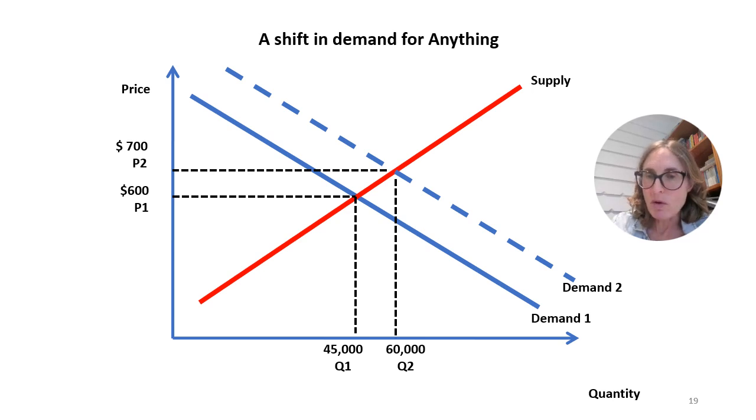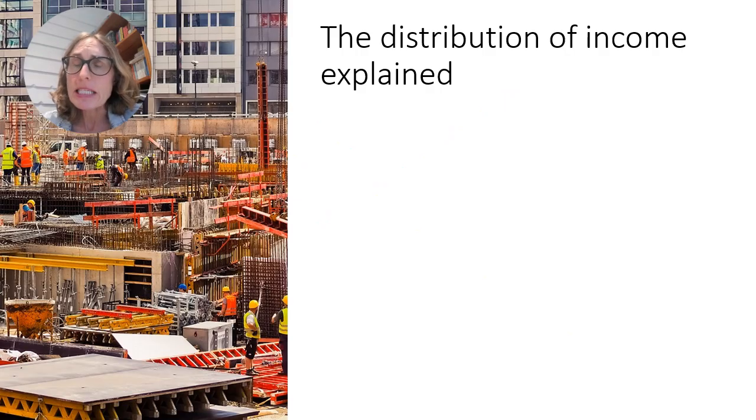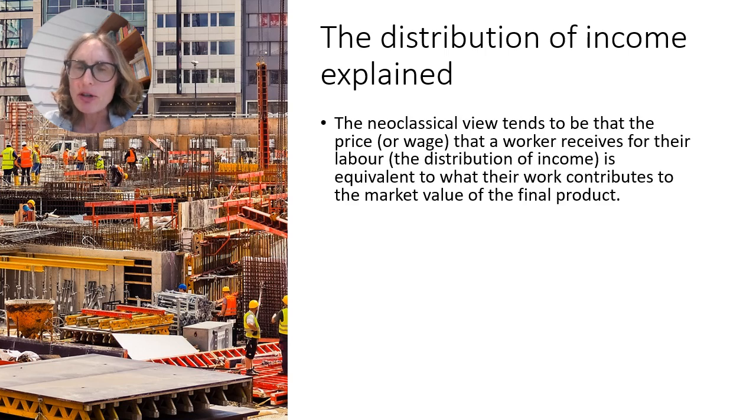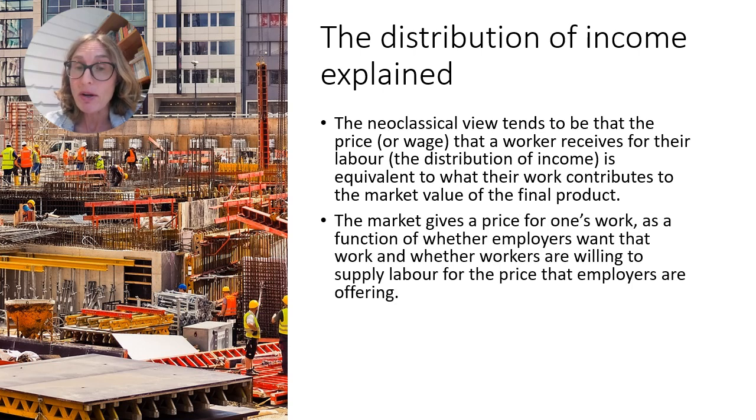That's broadly speaking what their idea is. What does this mean for the distribution of income? Well, the neoclassical view tends to be that the price or wage that a worker receives for their labour, the distribution of income, is equivalent to what their work contributes to the market value of the final product. The market gives a price for one's work as a function of whether employers want that work and whether workers are willing to supply labour for the price that employers are offering in the various industries in which work is available.